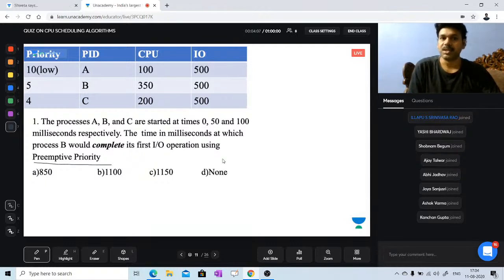See that first the CPU is executing, then IO is executing, and the 10 is given as a low priority. Using that, please understand what will be the correct answer. And see that their arrival times are different: arrival times are mentioned as 0, 50 and 100. These are the important things you need to observe before going to solve the question.